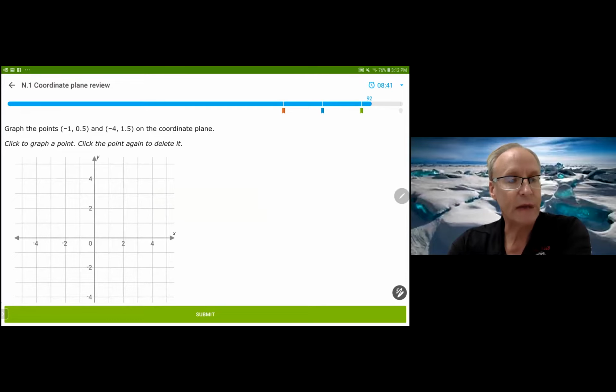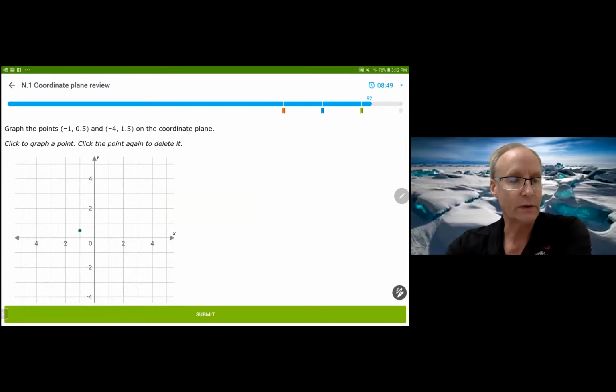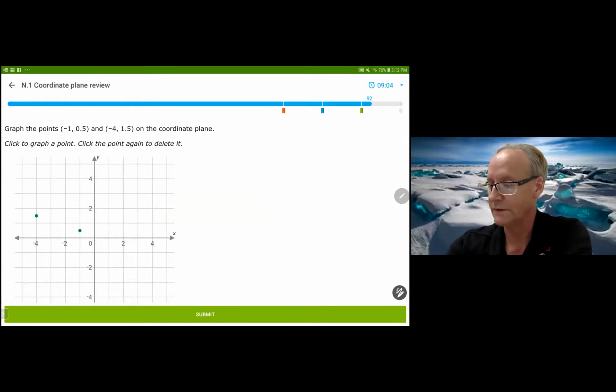-1, -1.5. Now that's a positive 0.5, so I'm up a half a unit. So I go to -1 on the x-axis and up a half a unit. Notice that we're counting by ones even though they only put the even numbers on there. Now the other one is at -4 and 1.5. -4 for x and 1.5 for y, which is located halfway between the 1 and the 2. Looks good.